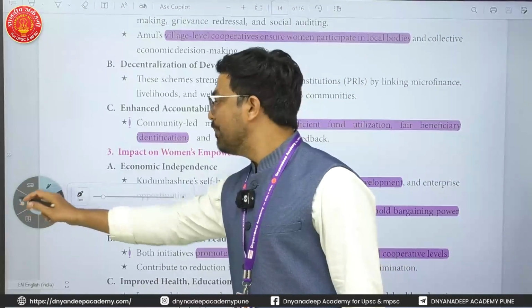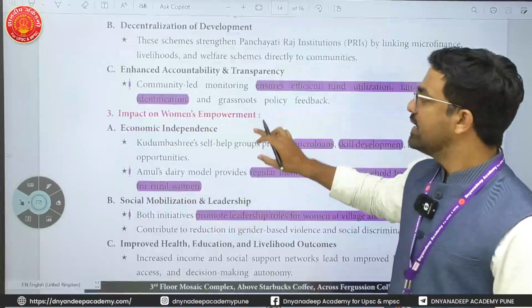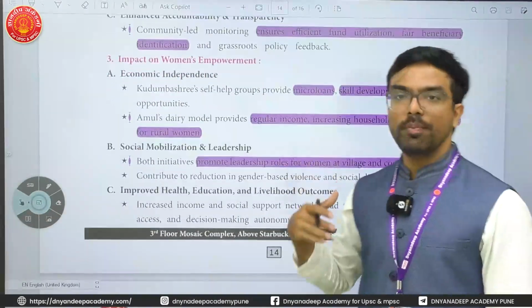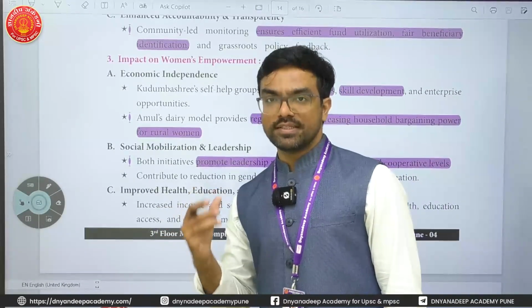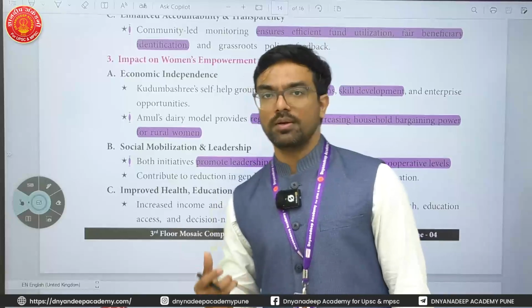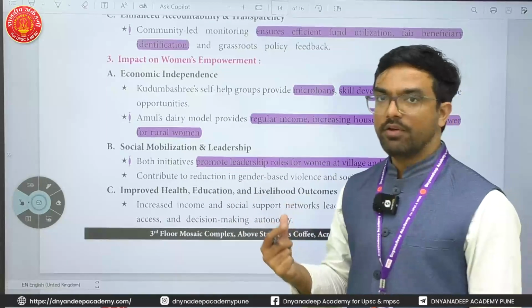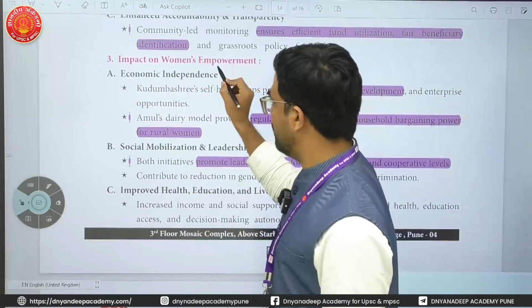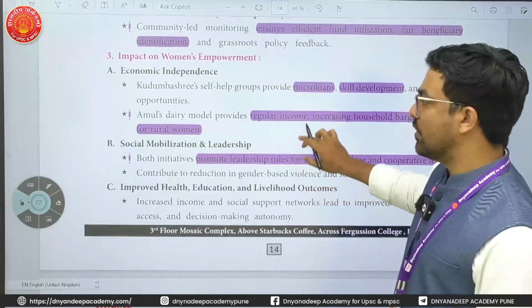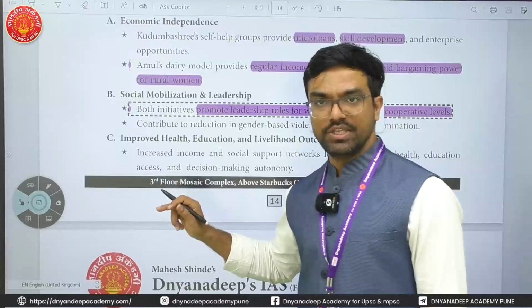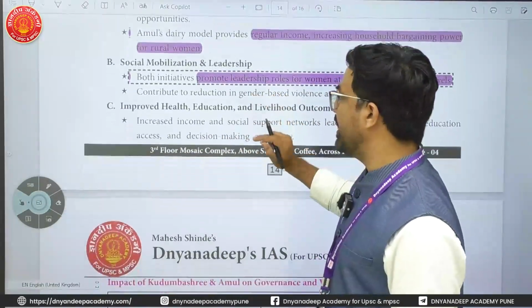Now, what is the impact on women's empowerment? It makes women economically independent, right? Because of Kudumbashree and Amul, it has provided a sustainable and continuous supply of livelihood to women. It makes women economically independent. It has played a significant role in social mobilization and leadership development.